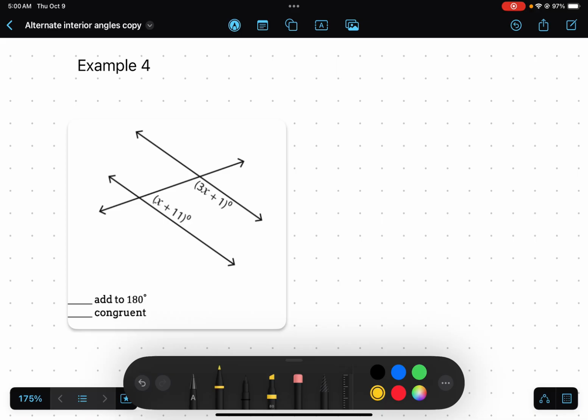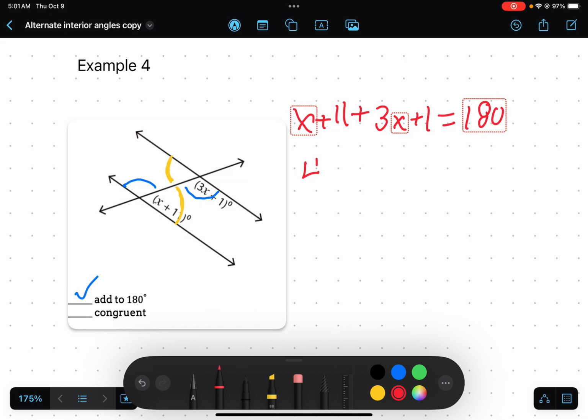All right, so let's start with alternate interior angles. It looks like this angle is alternate interior to this angle. And so again, these blue angles are congruent, which means my yellow and my blue angles must add to 180. So what do I have? I have x plus 11 plus 3x plus 1 makes 180.